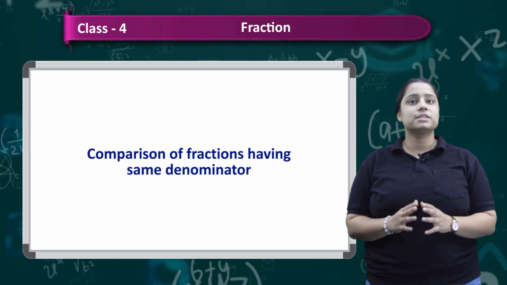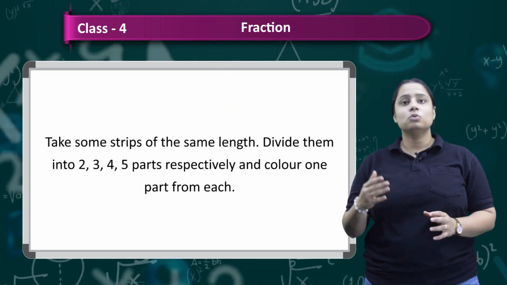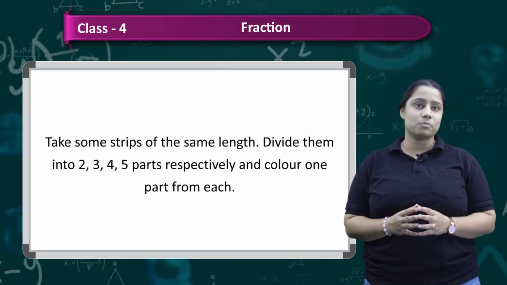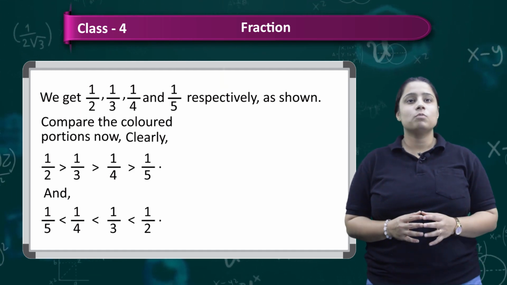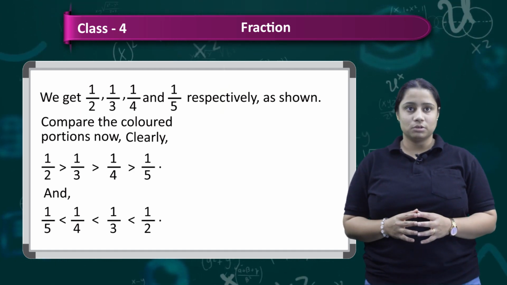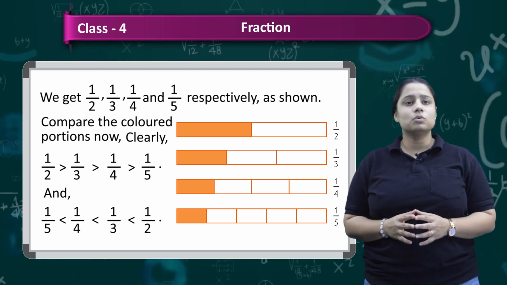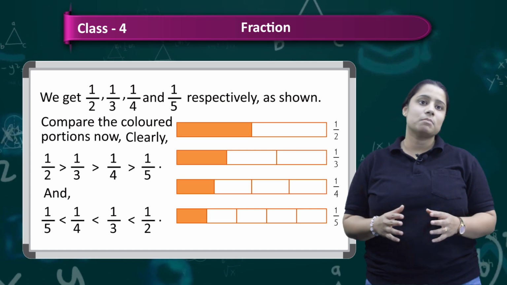Comparison of fractions with the same numerator. Take some strips of the same length. Divide them into 2, 3, 4, 5 parts respectively and color one part from each. We get 1 by 2, 1 by 3, 1 by 4 and 1 by 5 respectively, as shown. Compare the colored portions now. Clearly 1 by 2 is greater than 1 by 3, is greater than 1 by 4, is greater than 1 by 5.